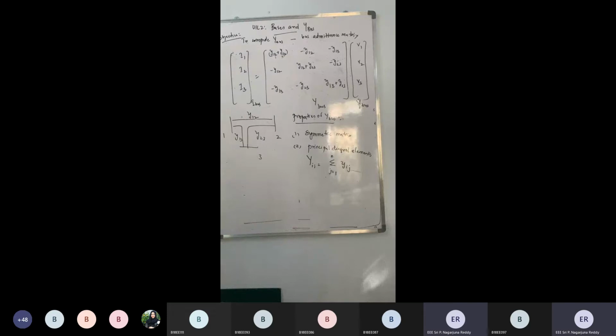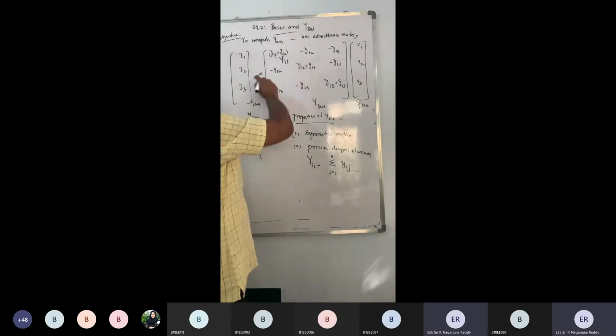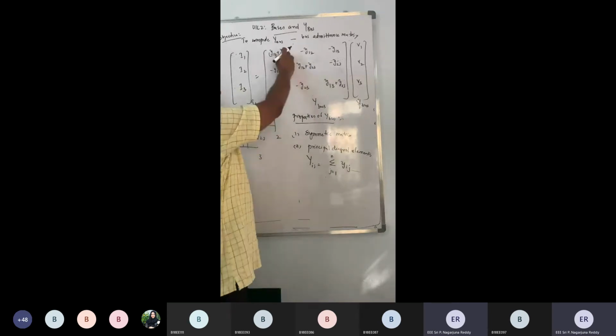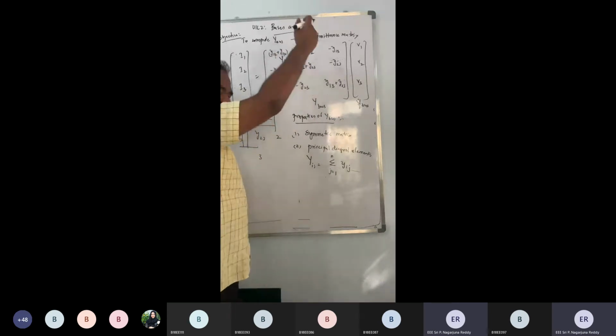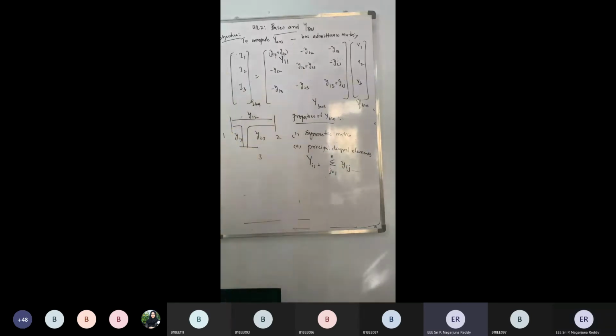The principal diagonal element which takes the form of Yii, this is capital Y11. So the 1 is constant here. This one will be varying up to n. If there are more elements, Y12, Y13, Y14, Y17, which means that i will be fixed, whereas this j will be varying. Does this formula hold good?